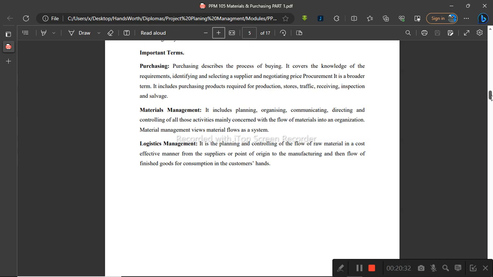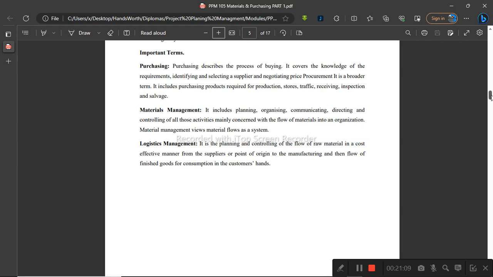As these materials are being purchased or procured, or as they are flowing into the organization, they will need proper monitoring to ensure that they are not being wasted and that they are being transported and flowing in an effective and efficient manner. We shall look more at this in the second module.